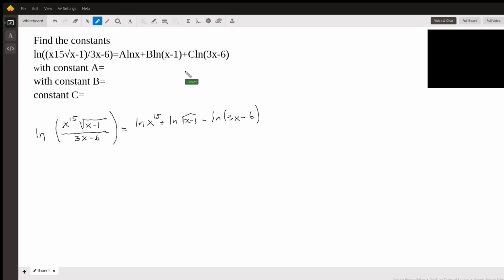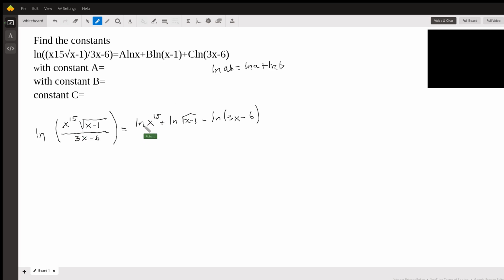The log of a times b is just the log of a plus the log of b. I'm using natural logs here because that's what was given to us in the problem. But you see, we're just using this very basic property of logarithms. So that allows me to break this up into a sum for the numerator and then subtract the denominator.